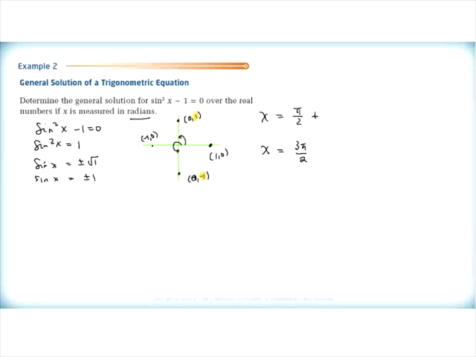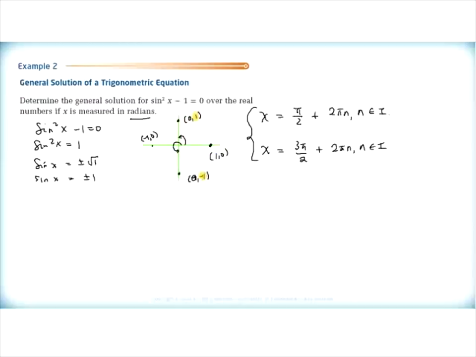So how do I write angles that are coterminal with pi over 2? I write pi over 2 plus 2 pi n, where n is the set of integers. This will include all the angles that are coterminal with pi over 2. And of course, all the angles that are coterminal with 3 pi over 2, including 3 pi over 2, is 3 pi over 2 plus 2 pi n, where n is the set of integers here as well. This is one way to write my solution.